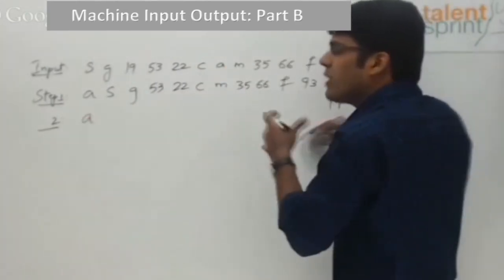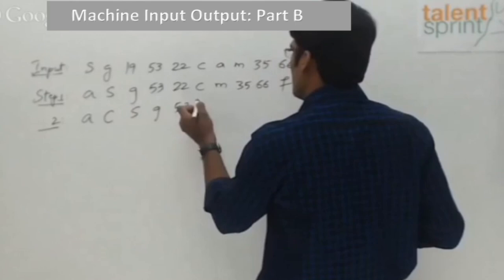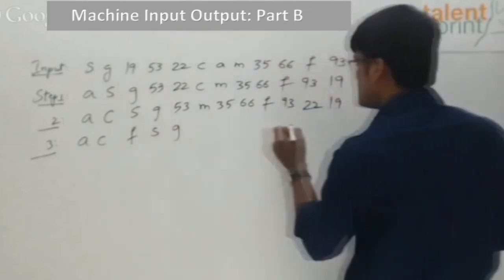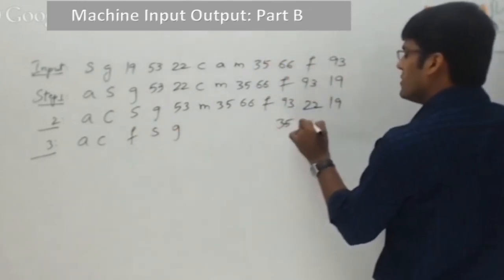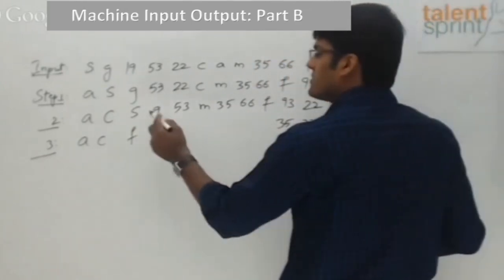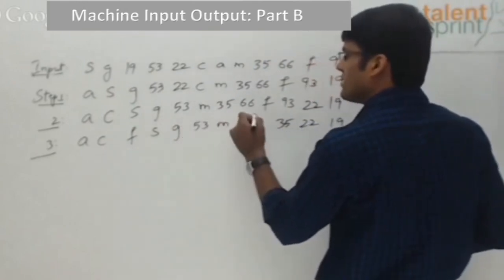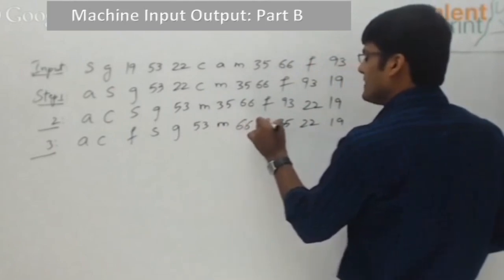Then move the next set of words and numbers. So C comes here, and what will be the next number? 22. Just copy the remaining things. S, G, 53; 22 and C have gone. M, 35, 66, F, 93. Then step 3. A, C, what will be the next word? S, G, M, F. I think F comes here, and the number, what will be the number? 35, 22, 19. Right? So S, G, 53, M, 35 have gone there, and F has gone there. So 66 and 93.